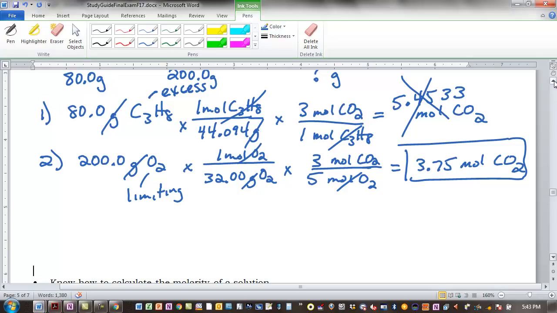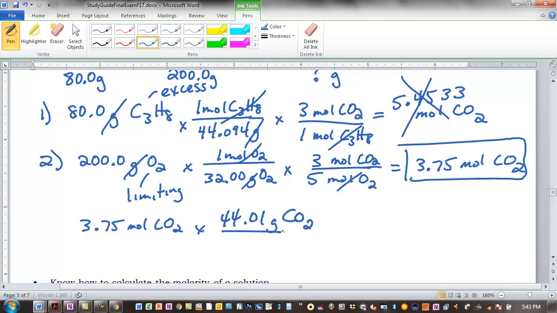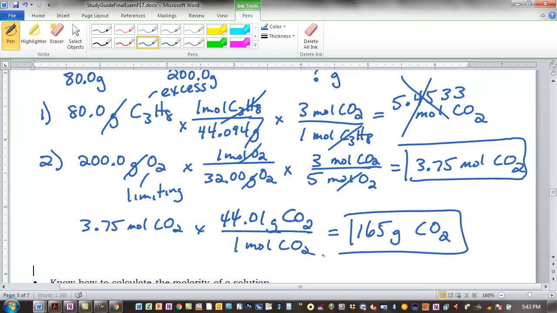All right, last step. We have moles, we want grams. Not too bad. Calculate the molar mass of CO2. It's about 44.01 grams per 1 mole. We get about 165 grams of CO2. Okay?